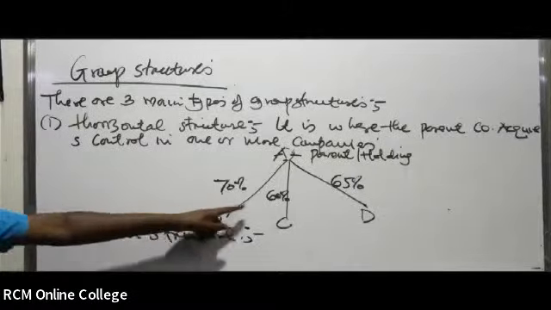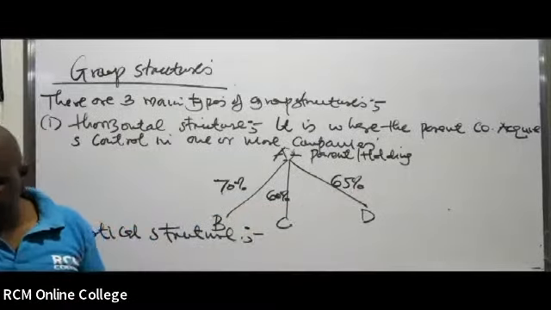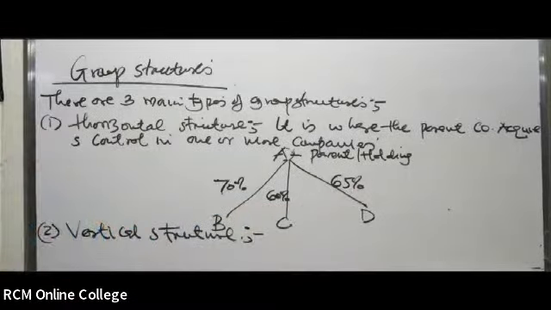This one is 70%, 60%, 65%. Those are the percentages. All of them are subsidiaries. The percentages make all of them subsidiaries, so it is bringing about a horizontal structure. It has an ownership stake where the parent company acquires control in one or more companies. So it is a horizontal structure.